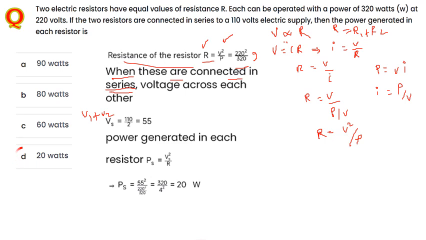V1 plus V2, from this one, the equivalent resistance here is 2R. Both are connected in series, so V is equal to 110 divided by 2, which is 55 volt. Now the power generated here, the similar concept, P is equal to V square by R. Substitute the value of V from this equation and you can get it here.